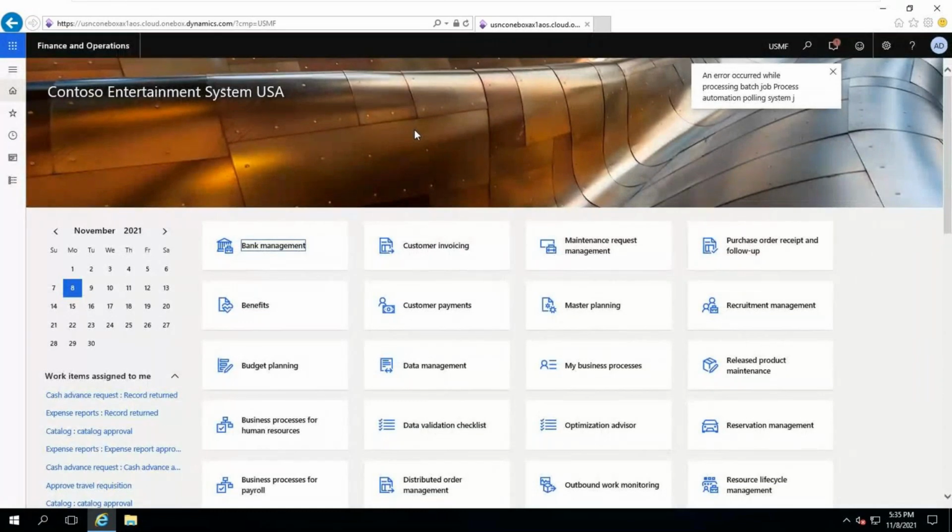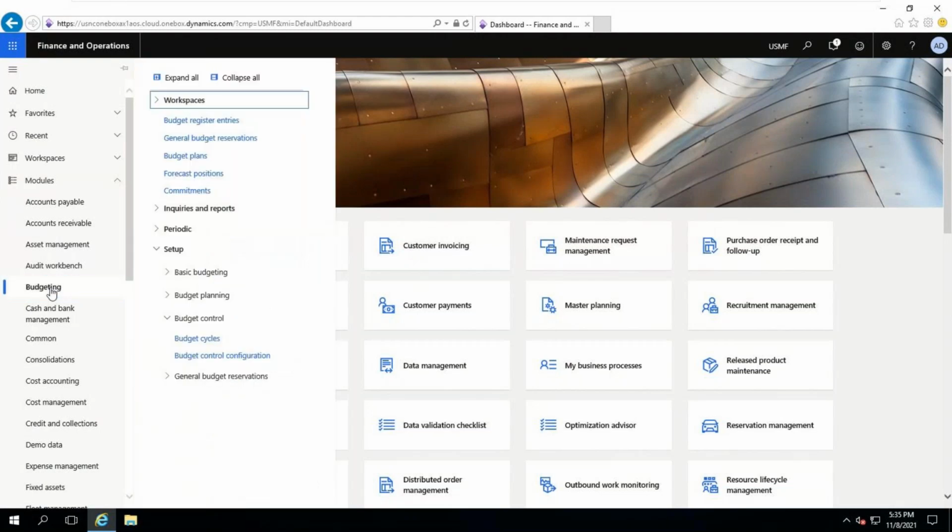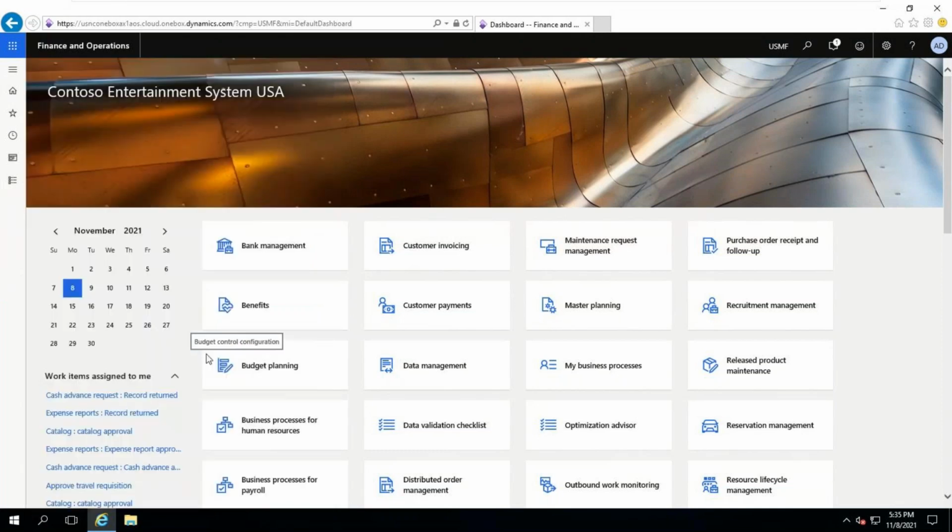So budgeting is one of the topics which is not covered till now. It will be covered in the last. So for the time being, you can go to the budgeting module, collapse all, setup, budget control, budget control configuration.